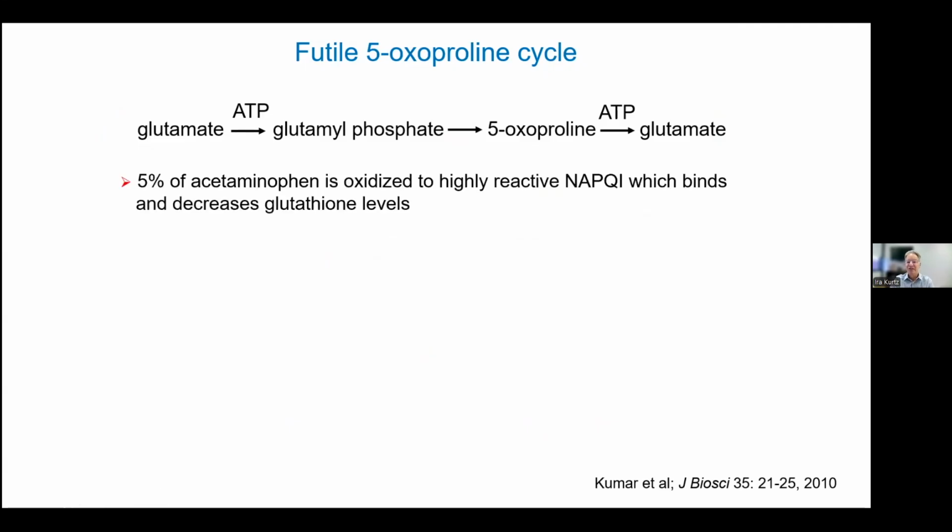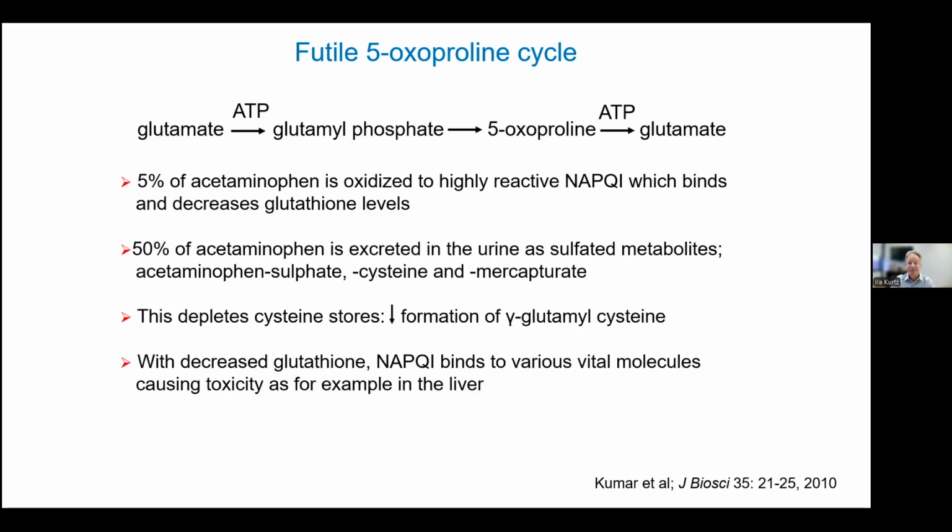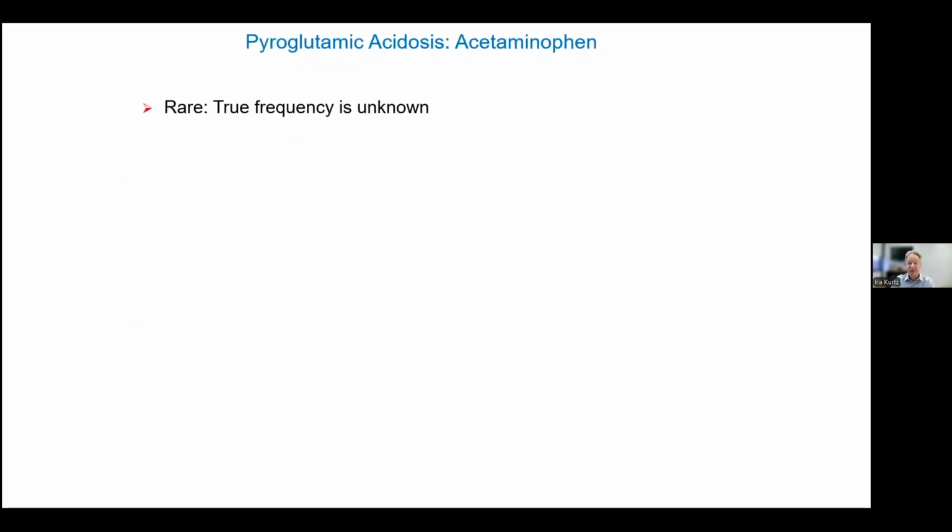Now, the key thing that starts this off is that 5% of the acetaminophen is turned into NAPQI, which decreases the glutathione levels and stimulates that first cycle. 50% of it is excreted in the urine as sulfated metabolites, shown here, including cysteine, which is why you get depletion of cysteine in the body. Decreases the cysteine stores and the formation of gamma-glutamyl cysteine. And the other problem with the NAPQI, which is the main culprit, is it's very reactive, and it binds other molecules, for example, in the liver, causing toxicity, which is one of the reasons you get liver toxicity with acetaminophen. It's the NAPQI metabolite.